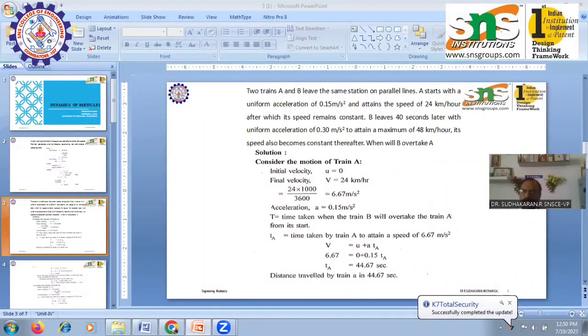Now we know that the velocity of train A is equal to its initial velocity plus the product of acceleration into time. The velocity we have found as 6.67. Train A starts from rest, so its initial velocity is 0, and it has a constant acceleration of 0.15 meter per second square. Equating this, we are able to find the time taken by train A, which is equal to 44.67 seconds.